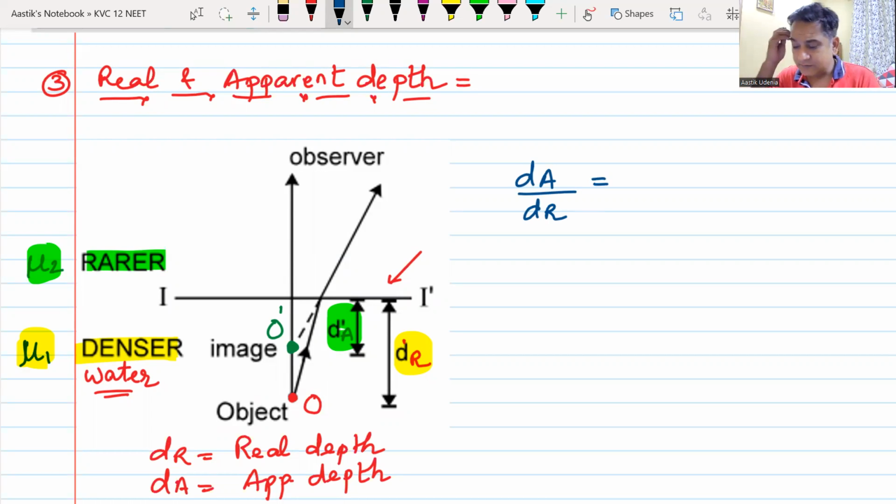You'll have to remember this. Remember it correctly because this is important. If you make a mistake in remembering them, well, that would not do. Instead of writing it this way, let me write it this way. D apparent is equal to D real. What will be the relation? Anyone has any idea? Let me ask you first.